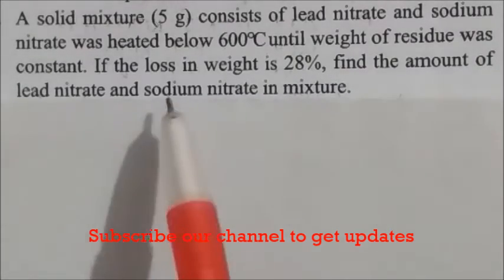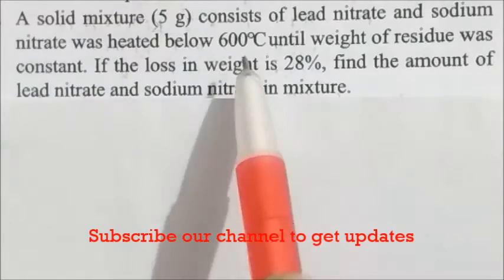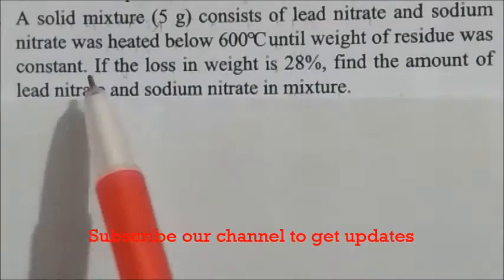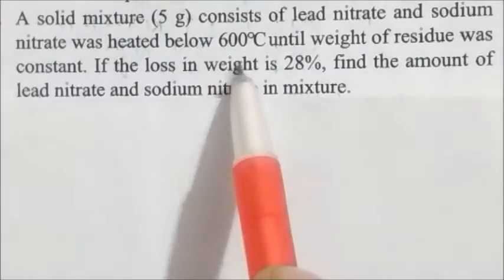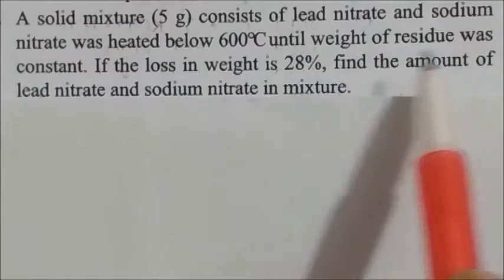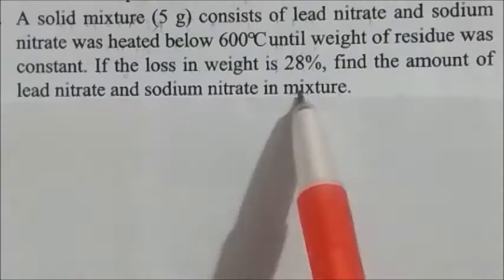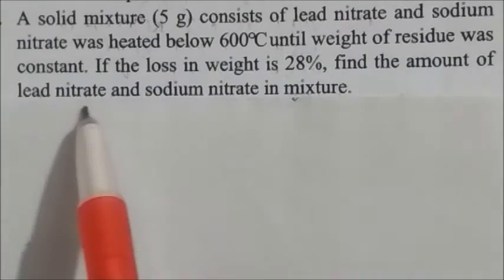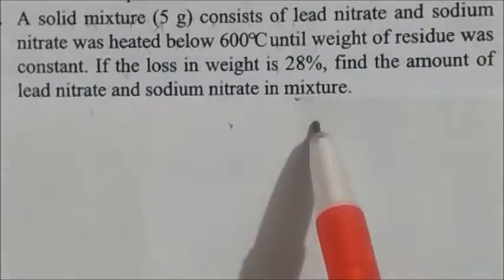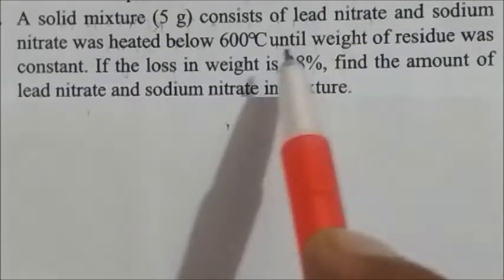A solid mixture of 5 gram that consists of lead nitrate and sodium nitrate is heated below 600 centigrade until the weight of the residue is constant, and the loss in weight is 28%. Find the amount of lead nitrate and sodium nitrate in the mixture. So this is what we have to find out.